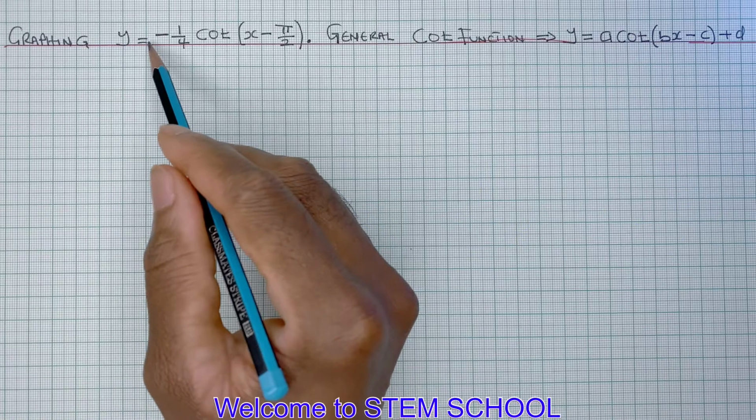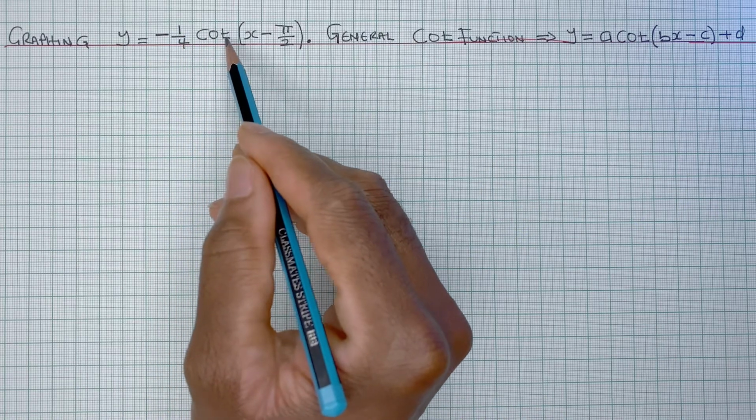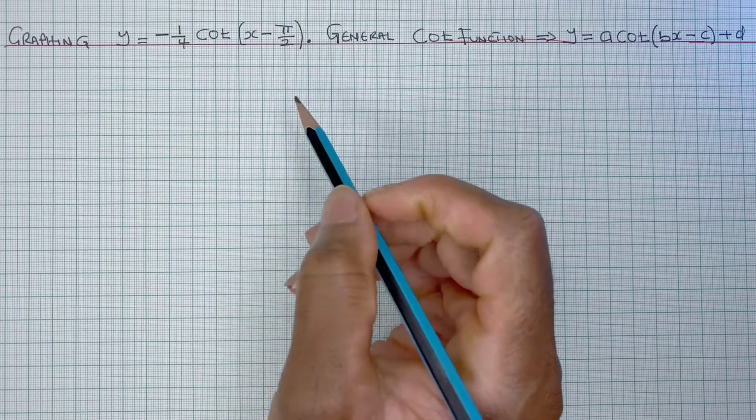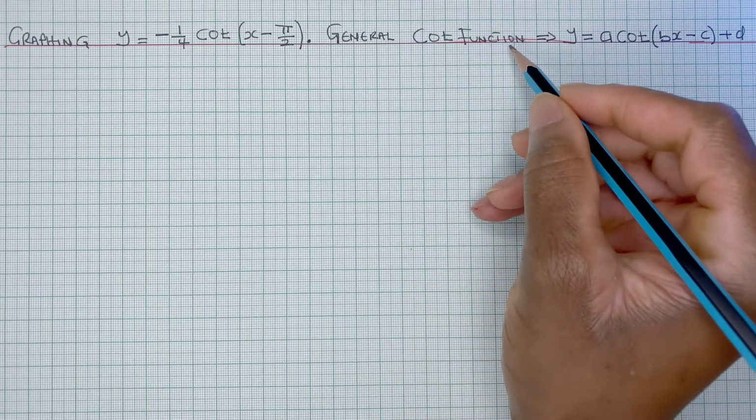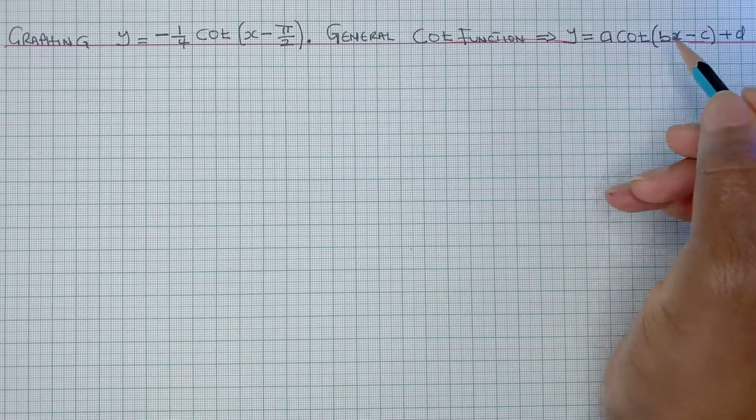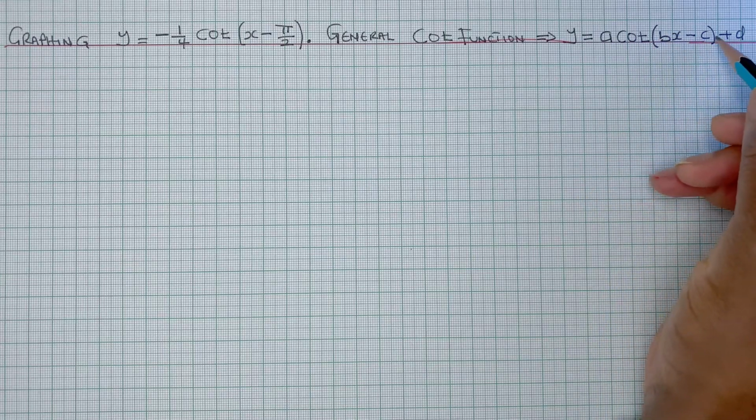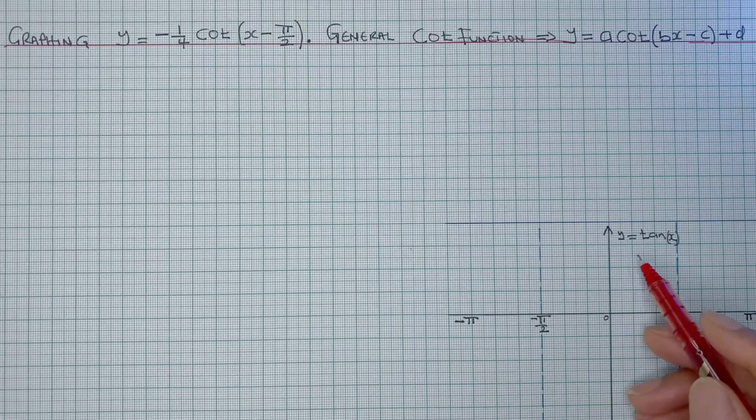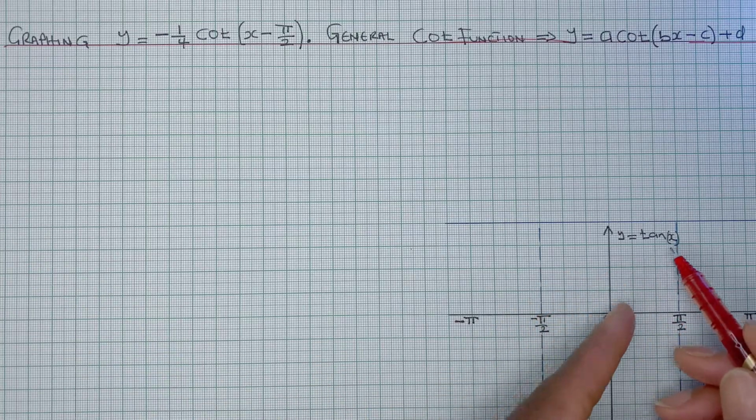Graphing y equals minus a quarter cotangent open bracket x minus pi over 2 close bracket. The general cotangent function is y equals a cotan open bracket bx minus c close bracket plus d. Right, so the best thing to do first is to understand what a tan function is.